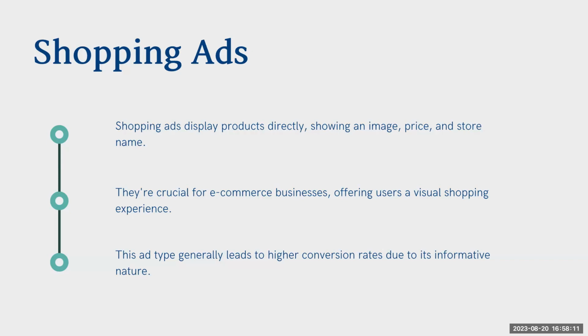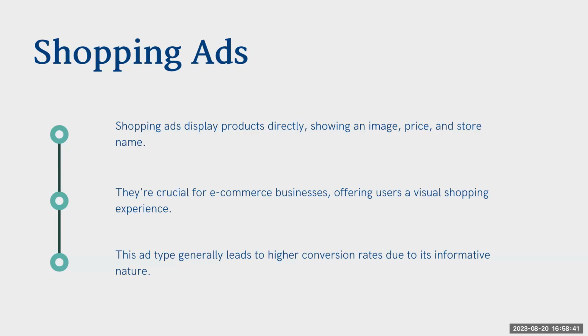What is different is that it uses not only words to explain the product, but it has a visual component, and that allows us to showcase the products that we want to advertise. And by displaying the actual image of the product along with the price and the store name, the advertisers offer an immediate wealth of information to potential buyers.